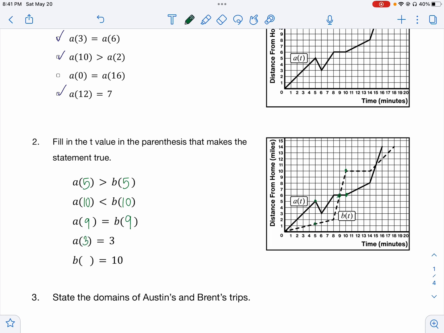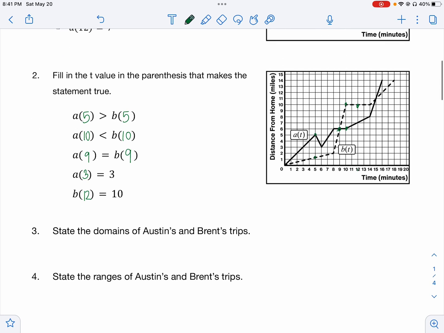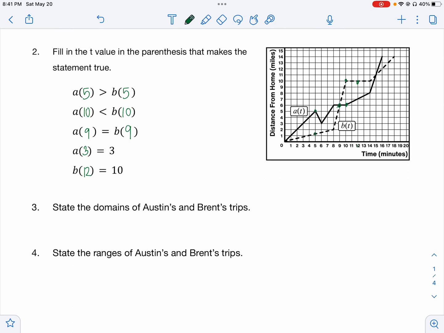And where does B of something equal 10? That's where the y value equals 10. So we could say B of 12. Now stating the domains for both of them. For Austin, the domain would be from 0. Domain is the stuff on the t-axis or the x-axis.